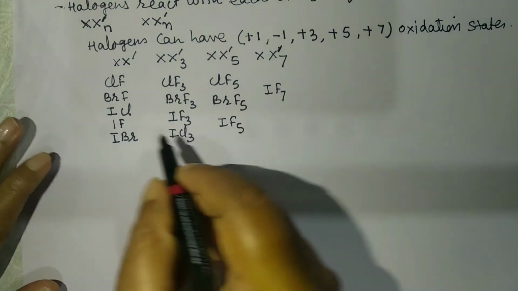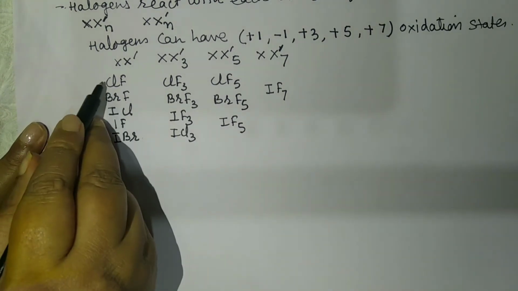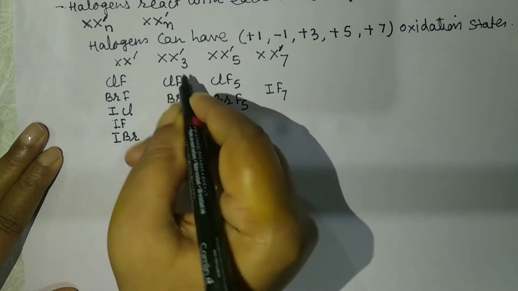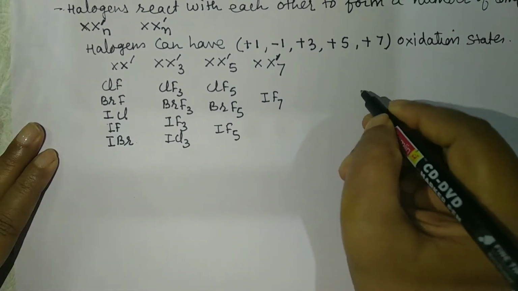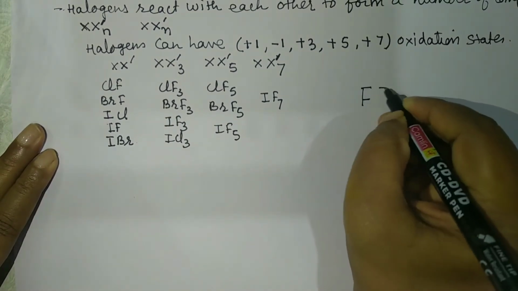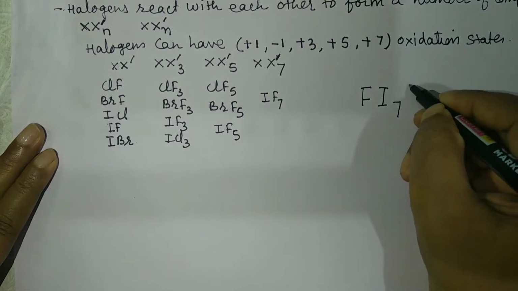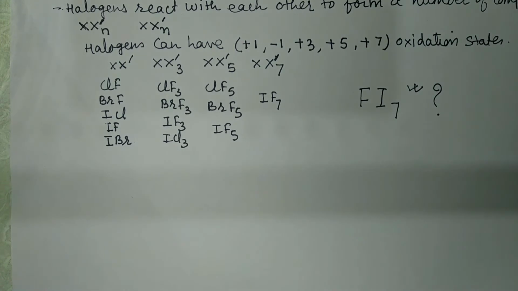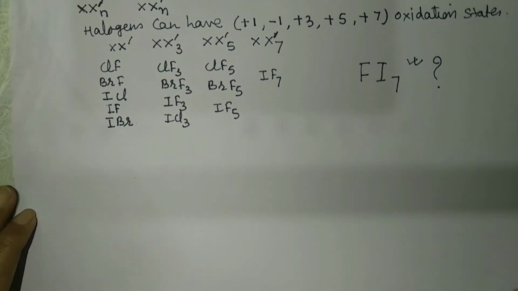Now the question is, you can see here that on the electropositive side I have not written fluorine anywhere. So the question is, can I form FI7, this type of compound? Please write your answer in the comment box. Can I form an interhalogen compound like FI7? If no, why? So let us continue with this.